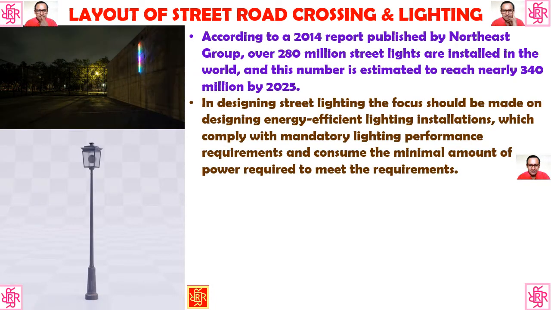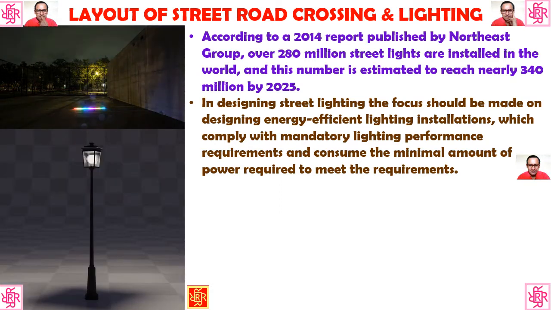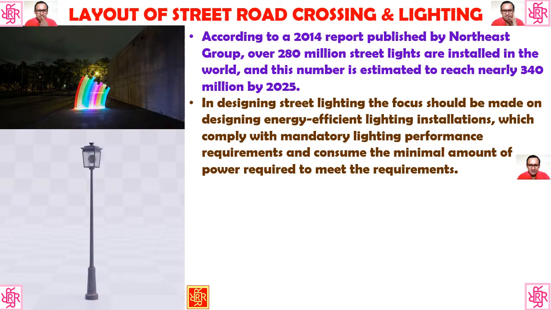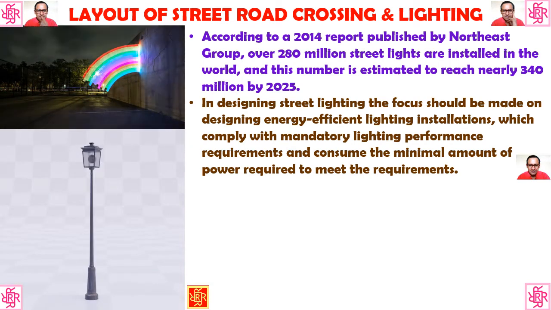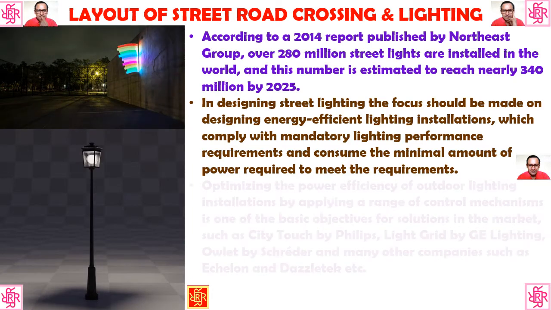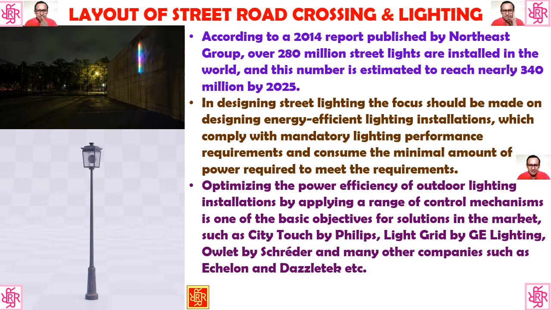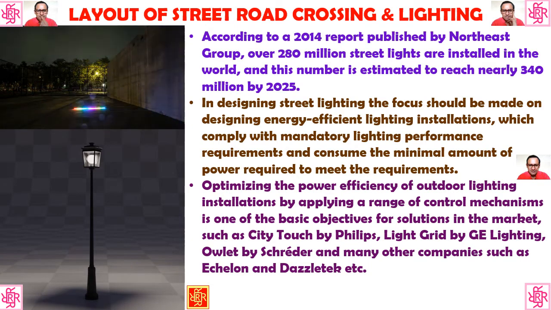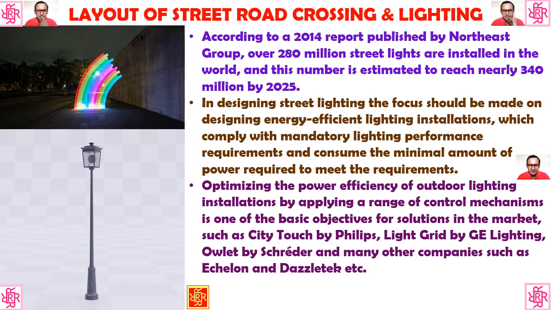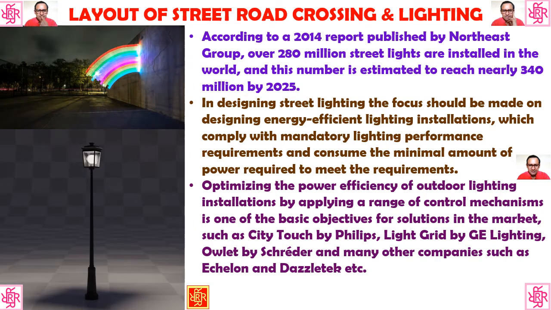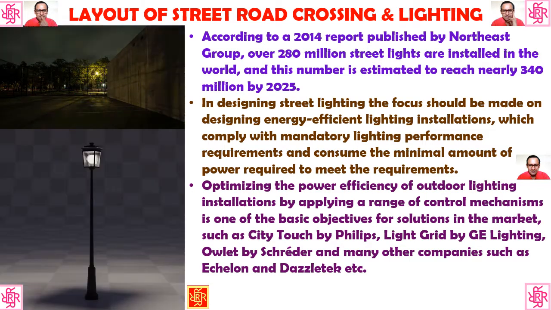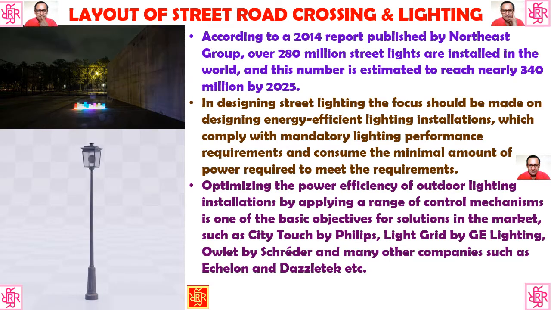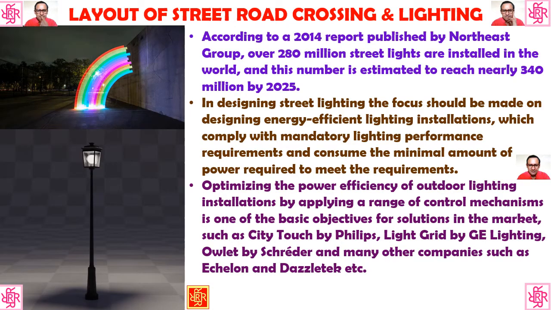In designing street lighting, the focus should be on designing energy efficient lighting installations which comply with the mandatory lighting performance requirements and consume the minimal amount of power required to meet the requirements. Optimizing the power efficiency of outdoor lighting installations by applying a range of control mechanisms is one of the basic objectives for solutions in the market, such as City Touch by Philips or Light Grid by GE Lighting, OLED by Schreder, and many other companies such as Echelon and Desertec preparing for street lighting.